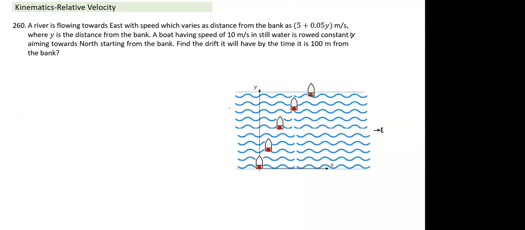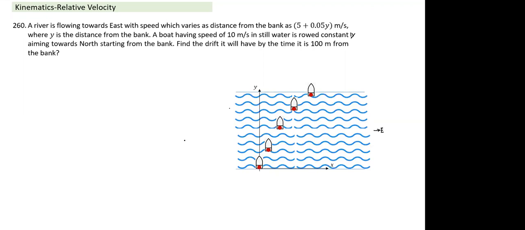Unlike when the river velocity is constant, where it would have taken a straight path, here the velocity in the x direction will keep on increasing. So this is the kind of path the boat will take. The important point to note here is that in all the figures I have drawn, the boat is always aiming towards the north direction. So VBR is constantly along the north direction. The displacement along the y-axis is because of VBR, which is 10 meters per second. The velocity in the y direction is always 10 meters per second, and the x direction velocity depends on the y coordinate.